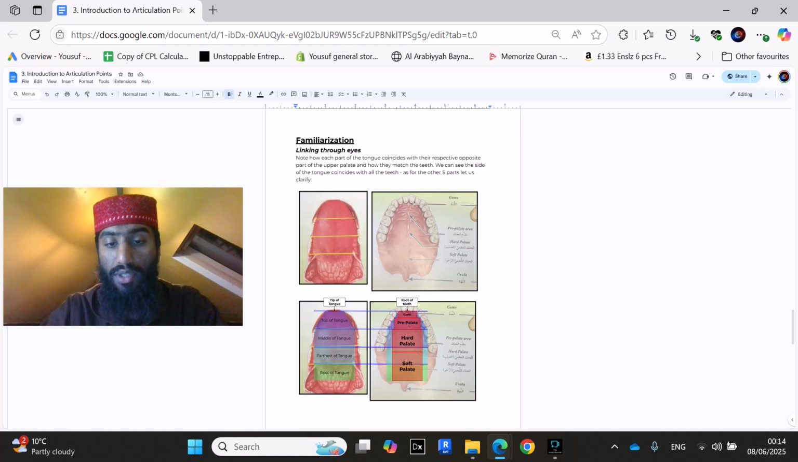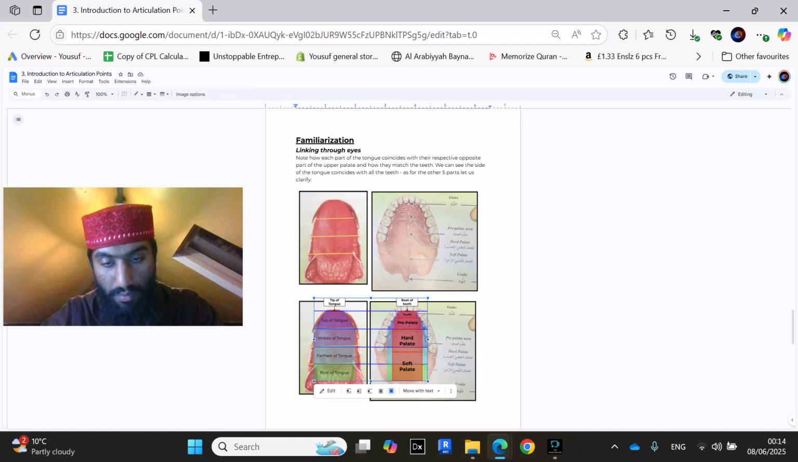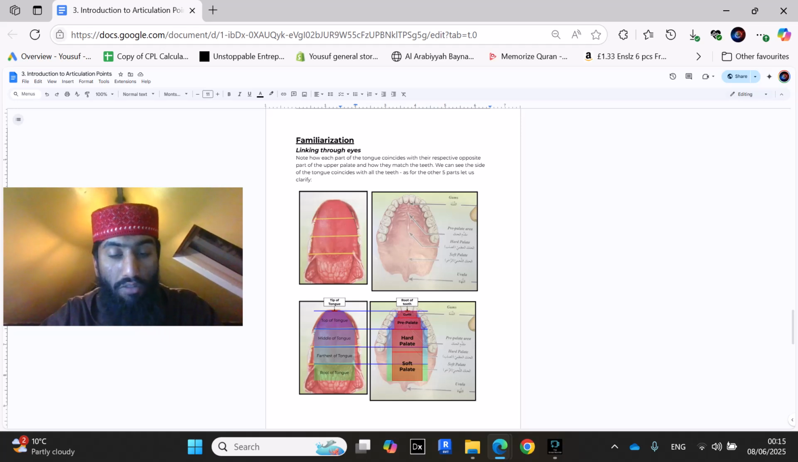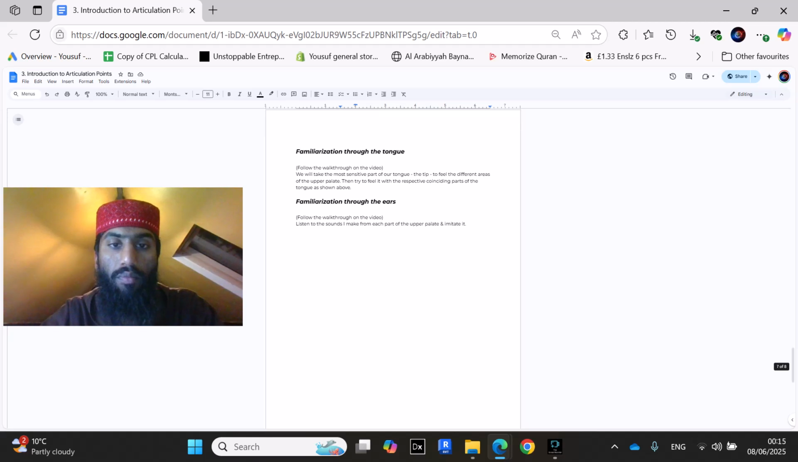So the top of the tongue coincides with the gums and the prepalate area. The middle of the tongue is a lot of the hard palate, but also some of the prepalate area. Then the farthest part of the tongue reaches the hard palate as well as the soft palate. And the root of the tongue is at the back, of course, with the soft palate too.